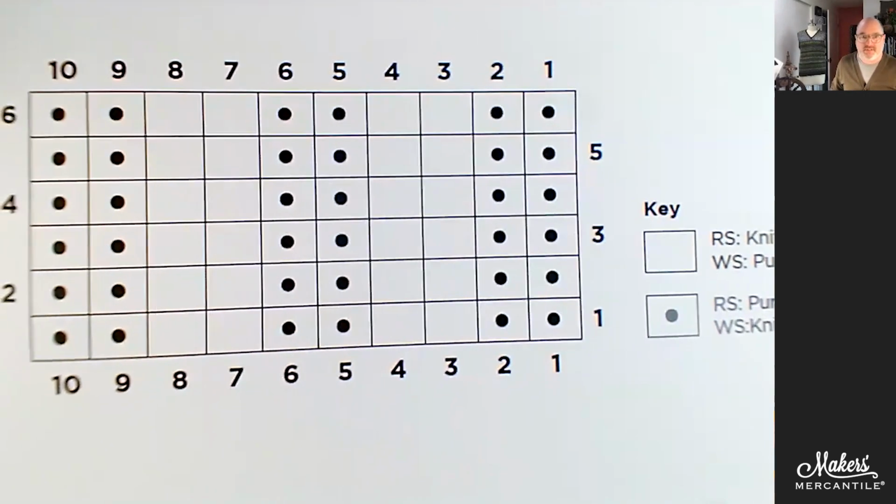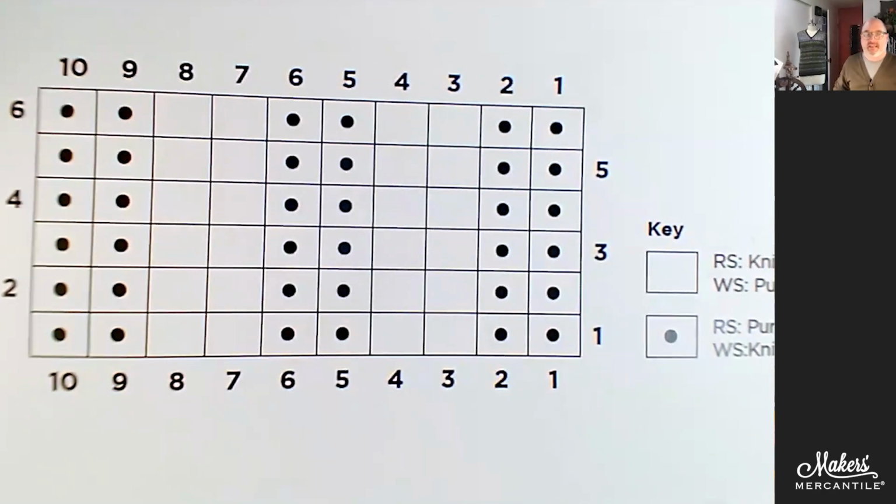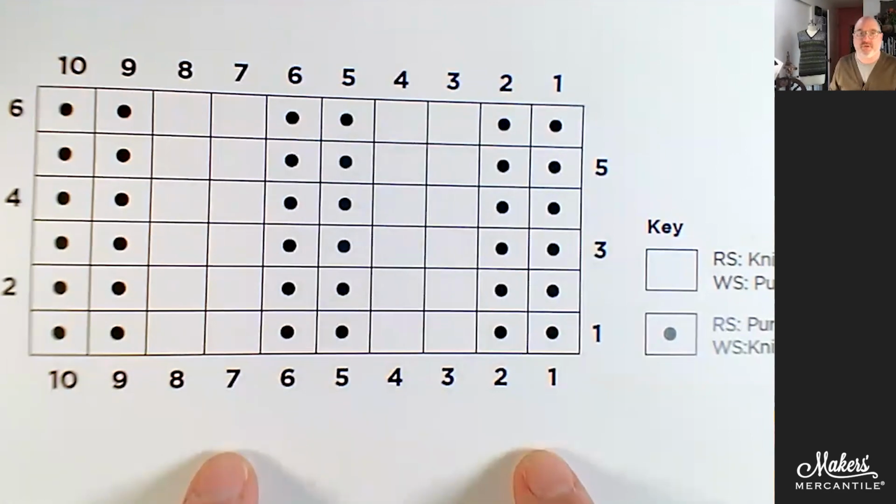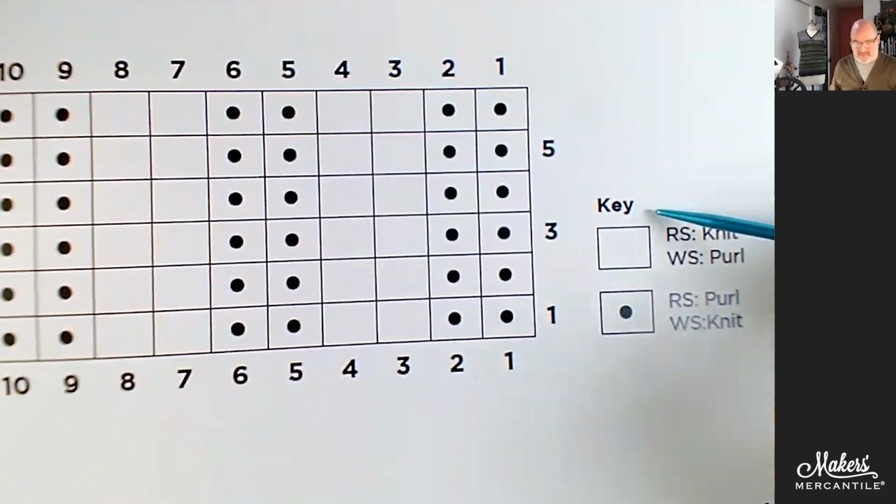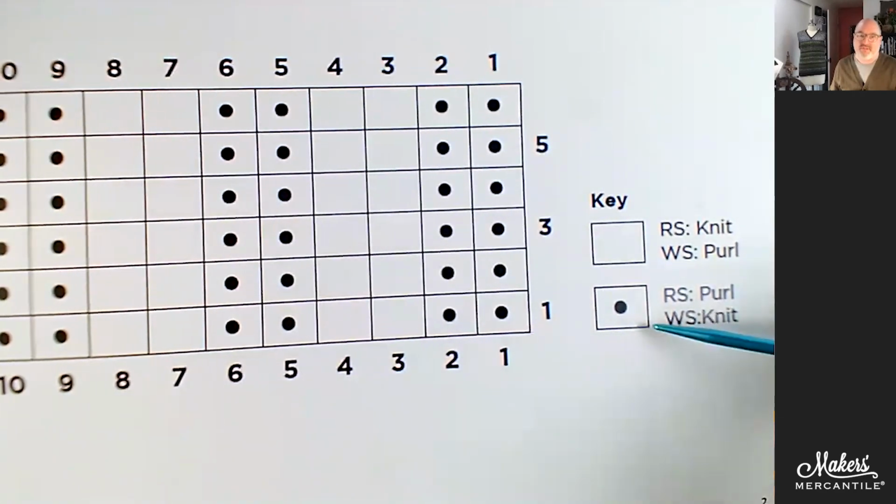And now we're going to look at a chart that is worked flat. So this chart is a piece of ribbing. And if you look at it, for all of our charts, we're looking at the front of the work. So this is a piece that's worked flat, where you're going to work a knit side and a purl side, or a right side and a wrong side. And so we have our same key. It's been moved over. It's over here now.